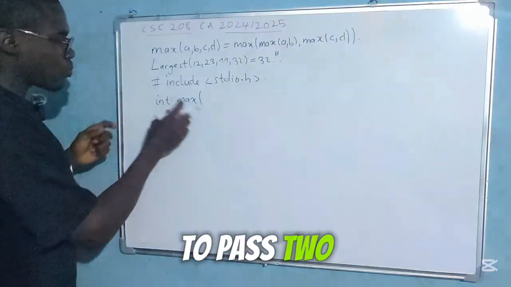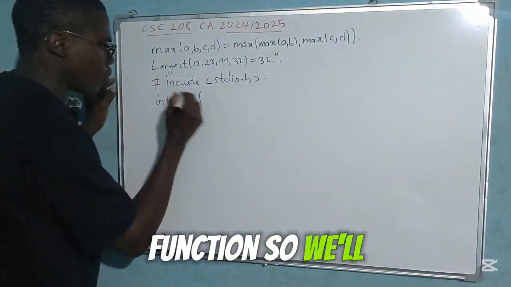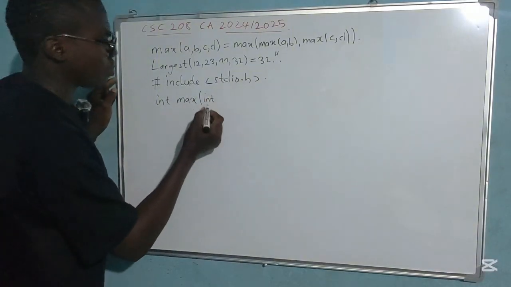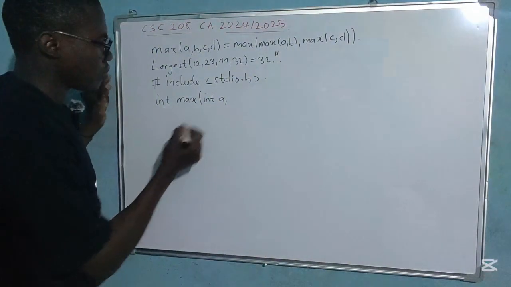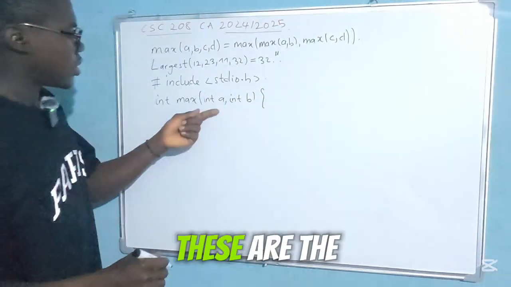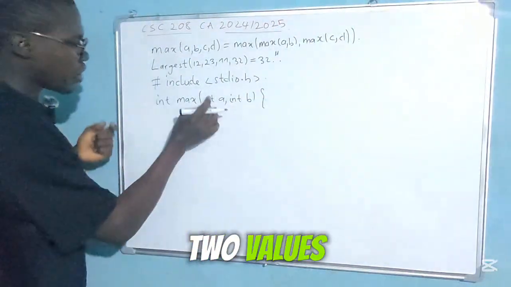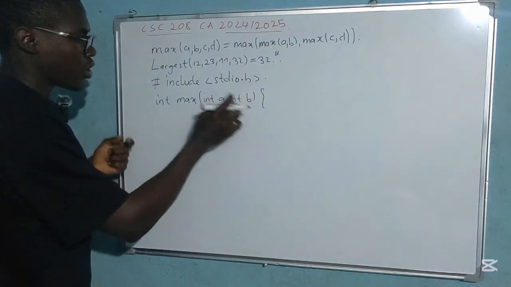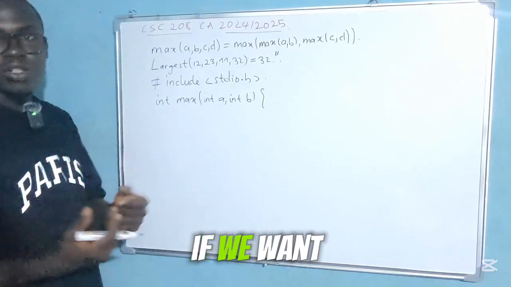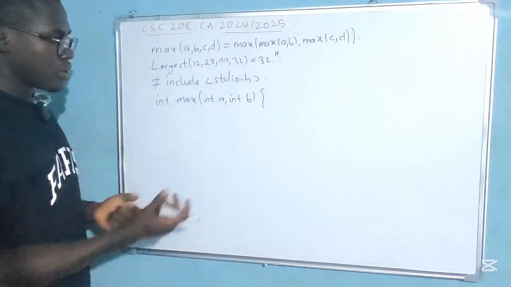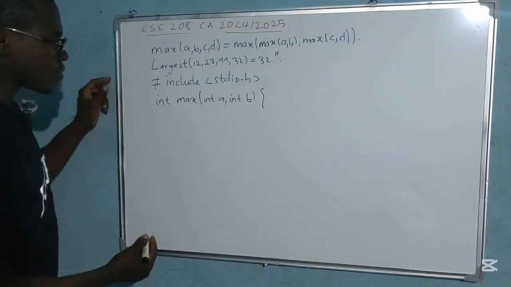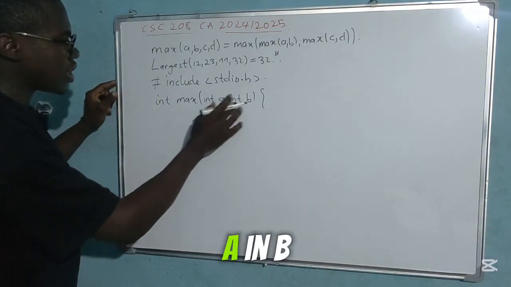Then we need to pass 2 parameters in this function. So we'll pass int A, int B. So these are the parameters. Since we need to use 2 values, we need to compare 2 values and find the maximum. That's why we have 2 parameters here. If we want to compare 3 values, then we would have 3 different parameters. So the next thing is, we have int A, int B.